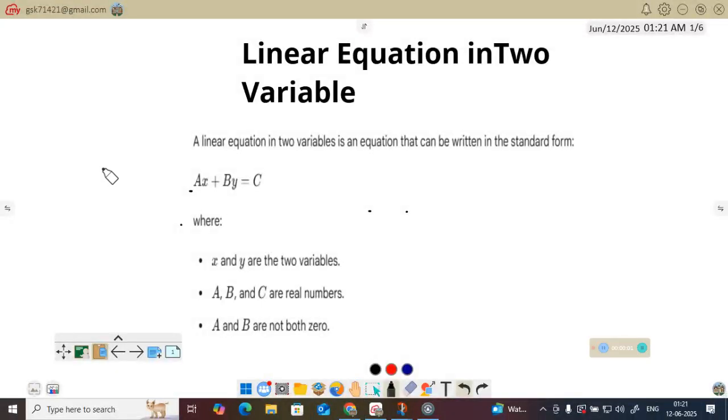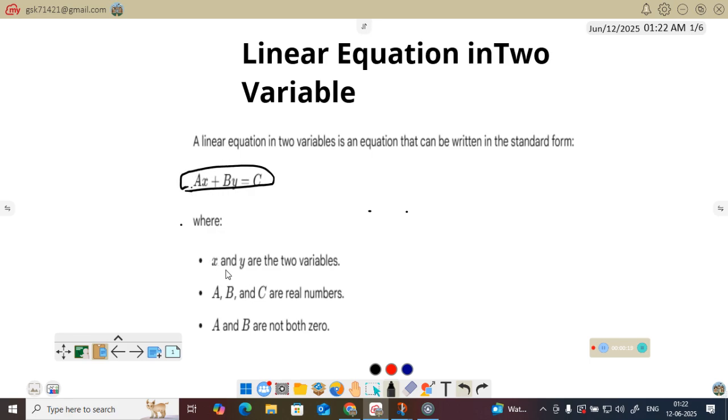Hello student, today we will discuss the linear equation in two variables. It is a topic of 9th class maths. A linear equation in two variables is an equation that can be written in the standard form. This is the standard form of a linear equation in two variables.